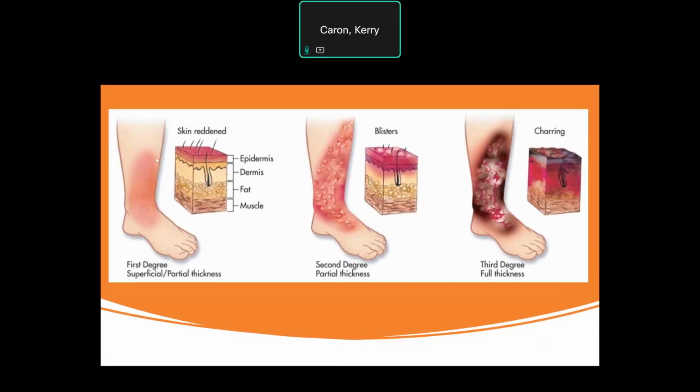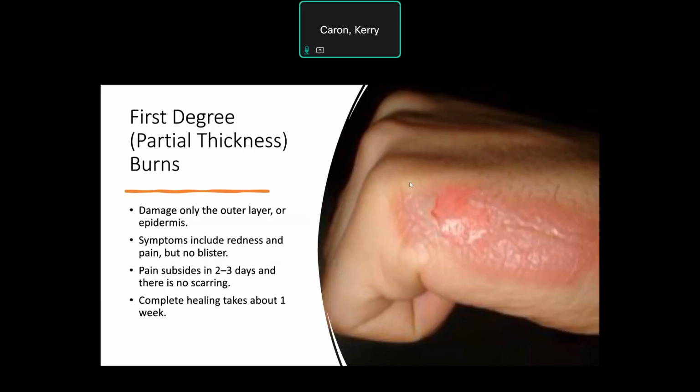First degree is like a sunburn, superficial, affecting the epidermis. Second degree has blistering involved, and that's partial thickness. Third and fourth degree has charring and actually may not hurt as much as second degree due to the fact that nerves were damaged. So first degree, damage only to the outer layer. May be painful, but not blistering. Pain usually subsides in 2 to 3 days, takes about a week to heal.